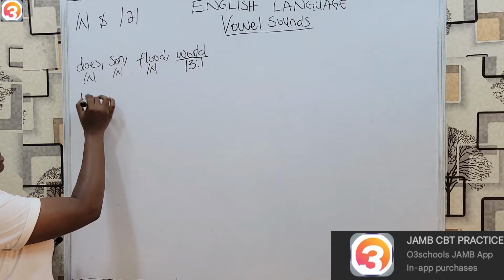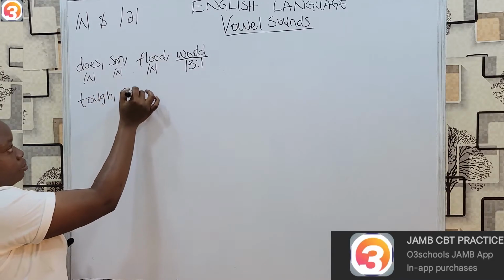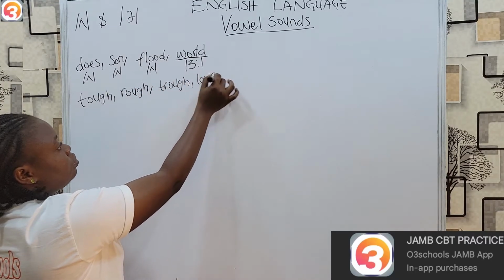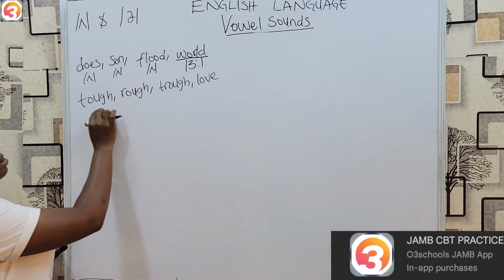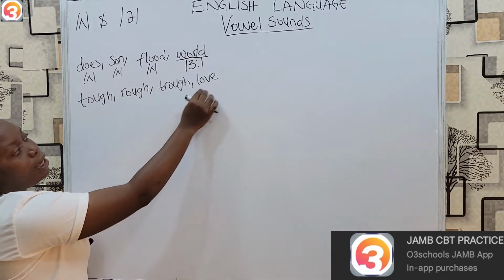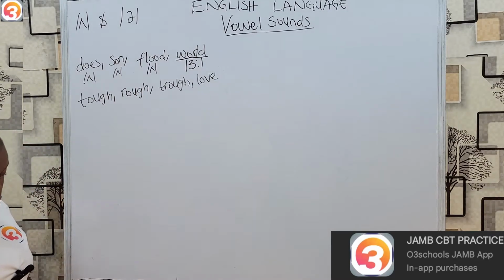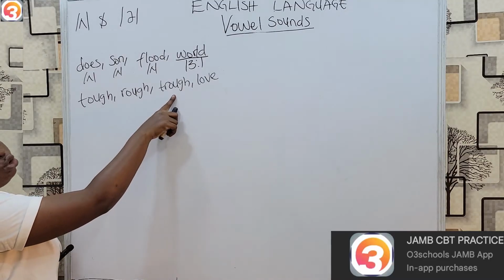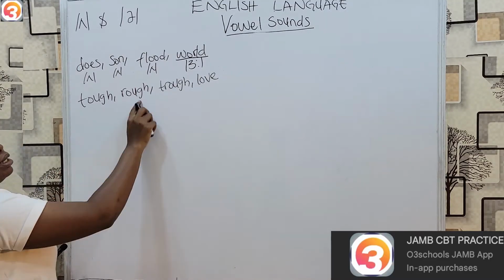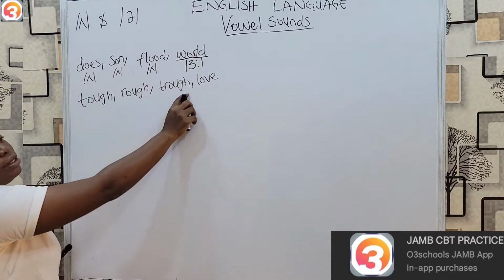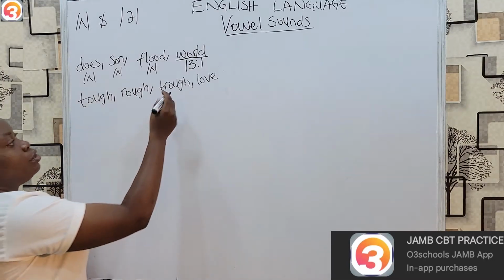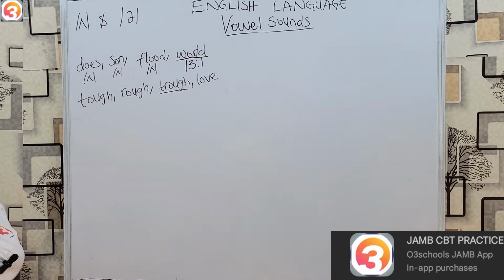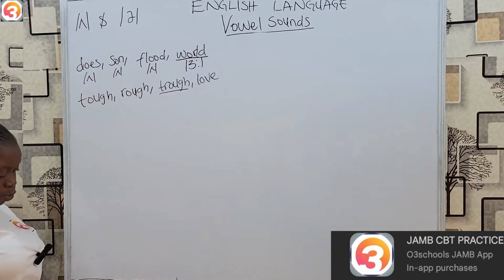If we were to have this, we don't just say, okay, they are spelled the same way, they will be pronounced the same way, and then we underline this as our answer. No. If we are to pronounce this, this is tough, this is rough, but this is trough, and this is love. So these three actually contain the same sound, while this contains a different sound. So trough is the odd word in that group of words.